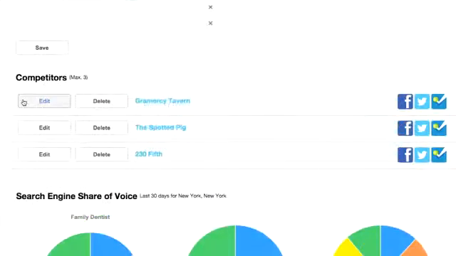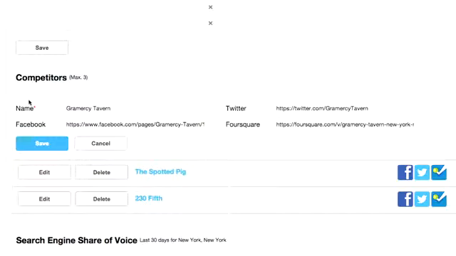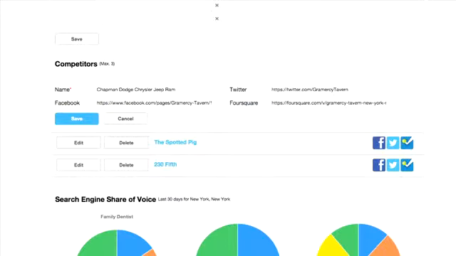Now, you will see up to 3 competitors that were entered when your account was created. Feel free to edit them to reflect the most relevant competitors to your business. Ensure that you're using the name they're commonly referred to as and not necessarily their full business name. For example, the car dealership Chapman Dodge Chrysler Jeep Ram may be commonly referred to as Chapman Auto.